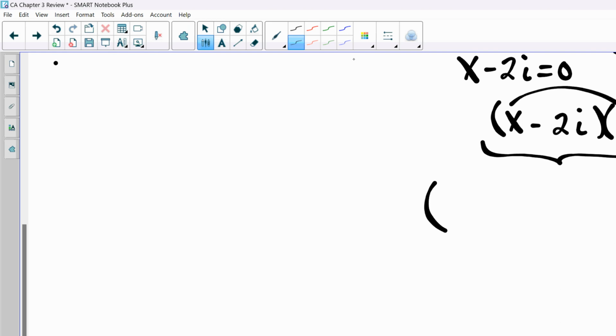In parentheses, we'll do x times x, which is x squared. x times 2i is going to be plus 2xi. Negative 2i times x is negative 2xi. And negative 2i times 2i is going to be negative 4i squared.